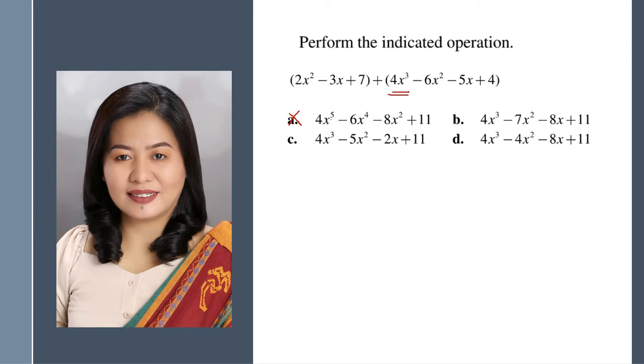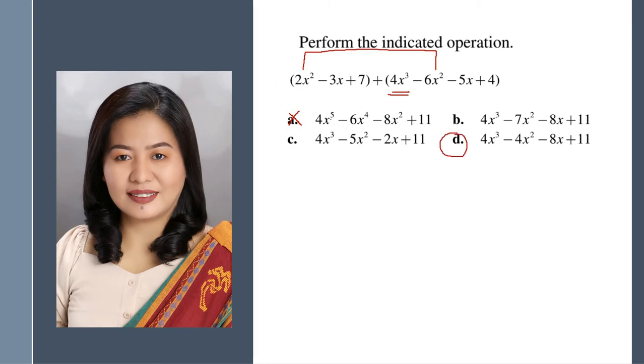Next, we have to continue. So x cubed, now we have 2x squared and 6x squared. So we can combine the two, but they have different signs. So we need to subtract: 2 and negative 6x is negative 4. So negative 4x squared. So without solving, we know already that D is the answer.